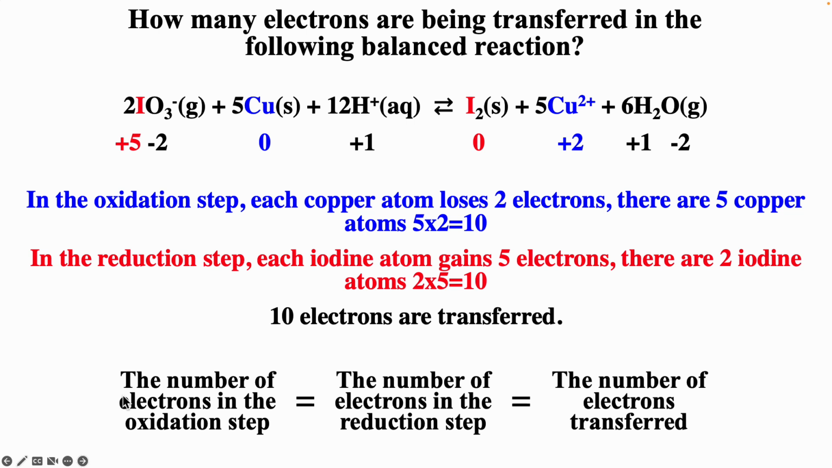Now, it's very important to note that the number of electrons in the oxidation step is equal to the number of electrons in the reduction step, which is equal to the number of electrons transferred. And so 10 electrons in the oxidation half reaction, 10 electrons in reduction half reaction, 10 electrons being transferred.